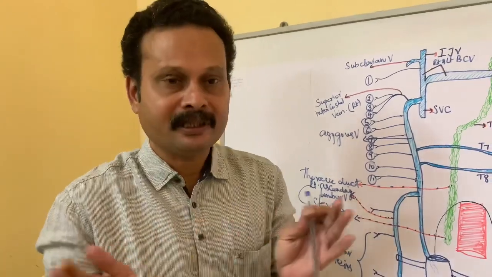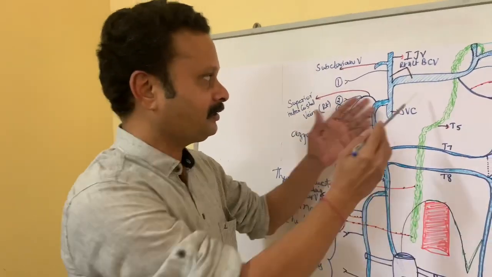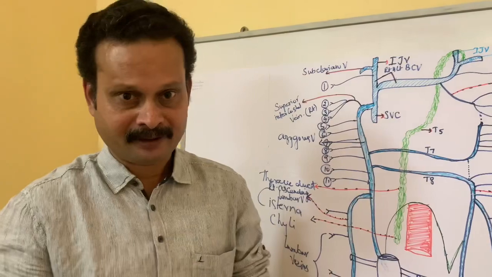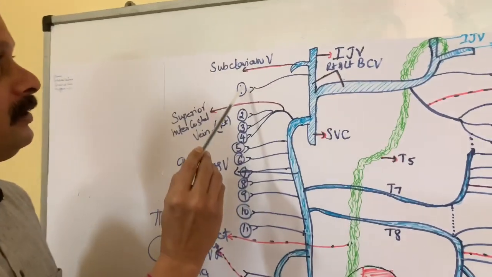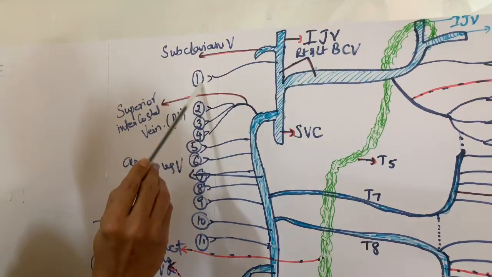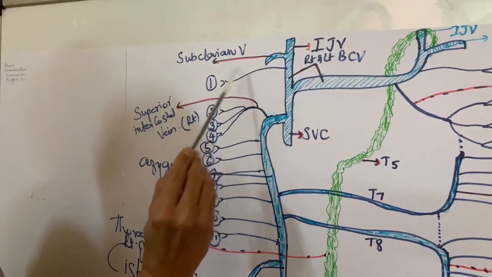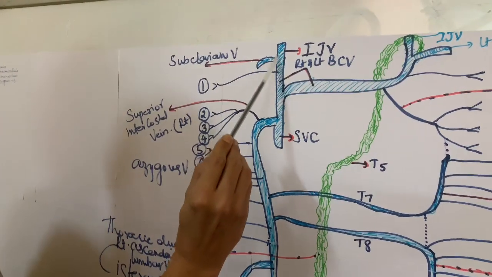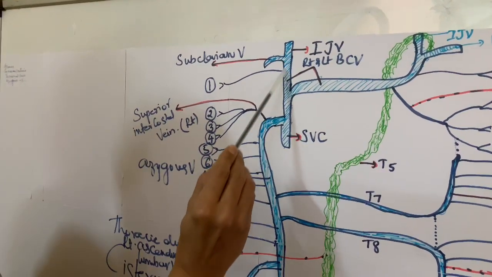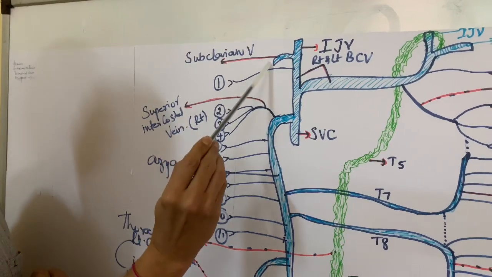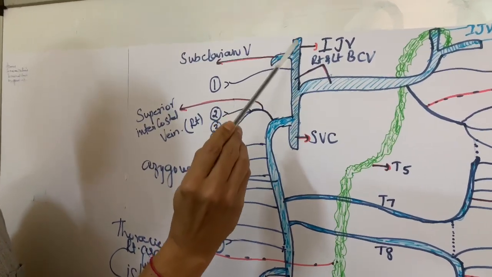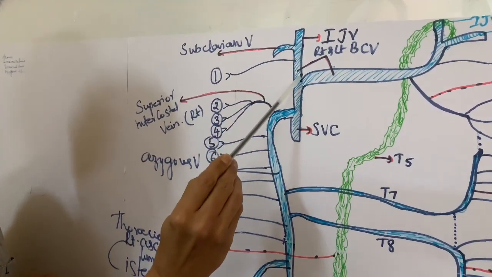The termination is different on either side. On the right side it is different and on the left side it is different. So if you see the right side, this is the first right posterior intercostal vein which is draining into right brachiocephalic vein. This is the right brachiocephalic vein, which is formed by the union of right subclavian vein and right internal jugular vein.